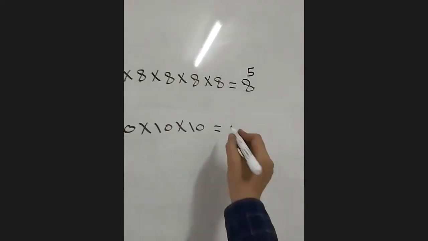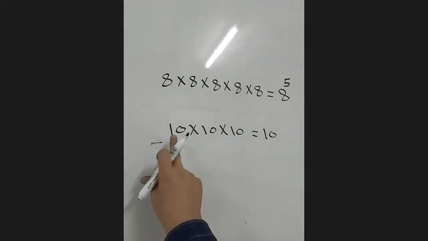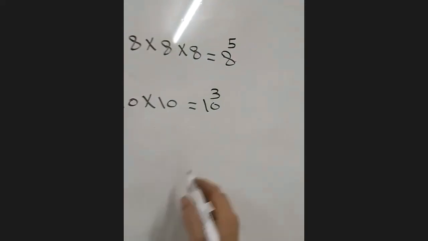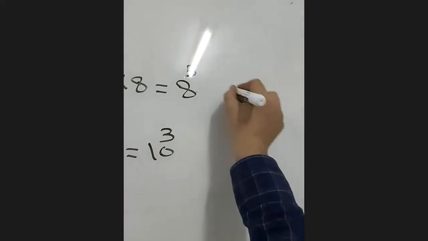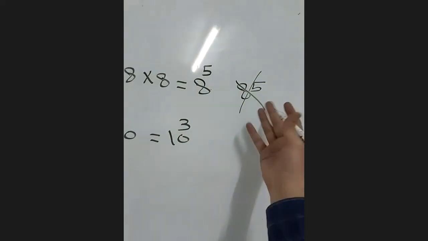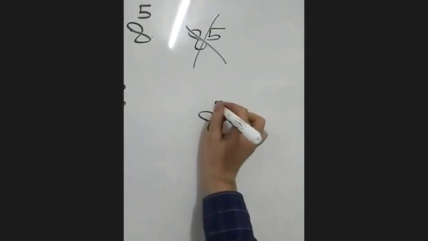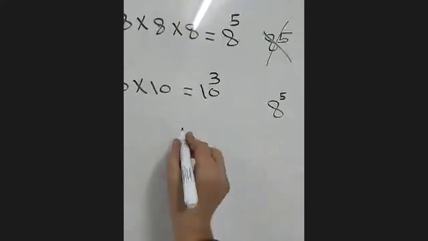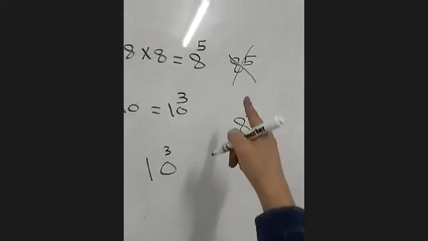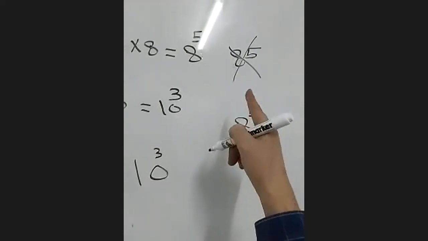For example, 10 multiply 10 multiply 10. What's our number? 10. How many numbers here? 1, 2, 3. So 10 to the power of 3. Do not write 8 power 5 like this. No, this is wrong. It becomes 85. 8 big and 5 small up like this, 10 big and the 3 small up like this. Do not write like this, okay?